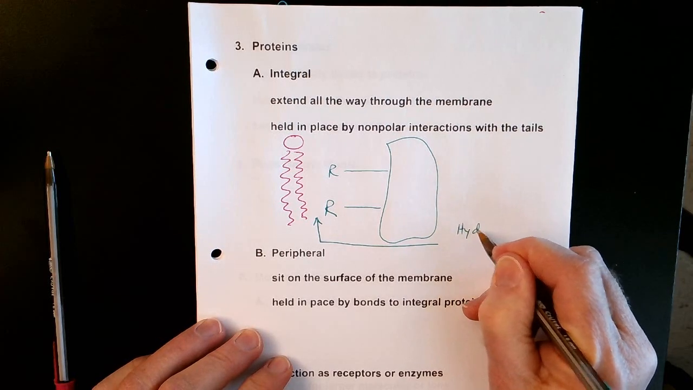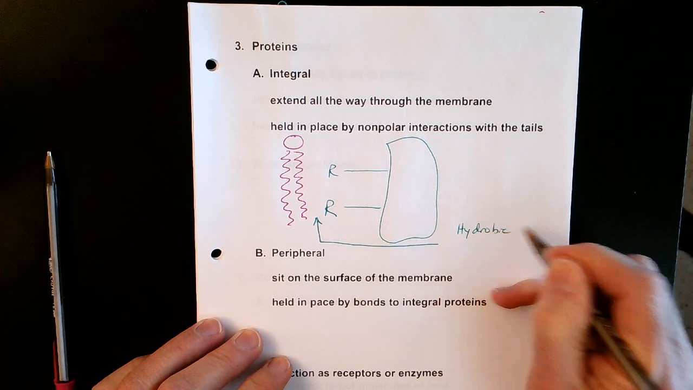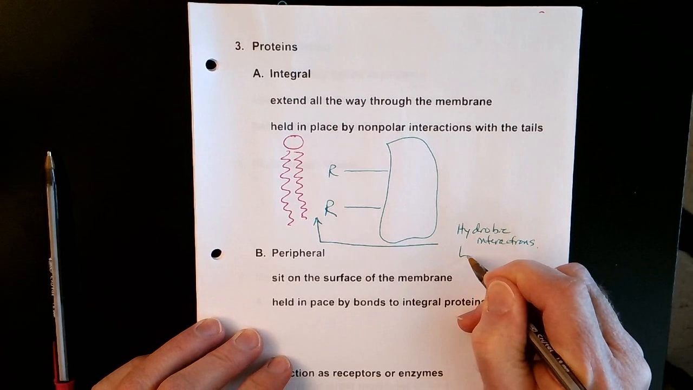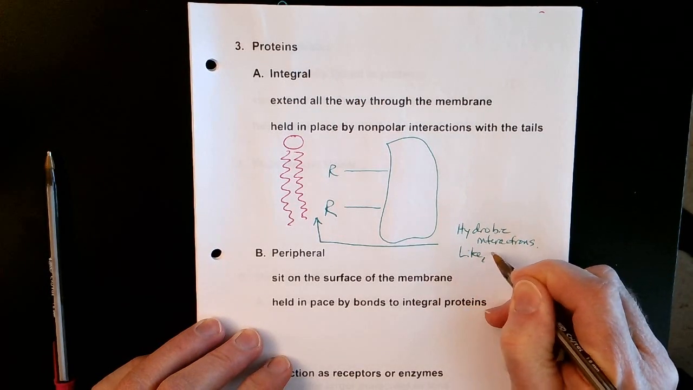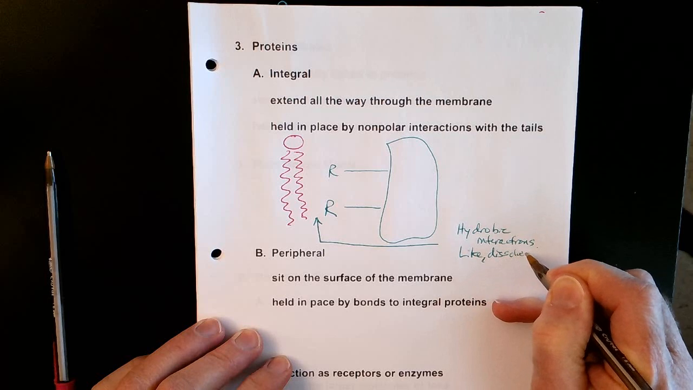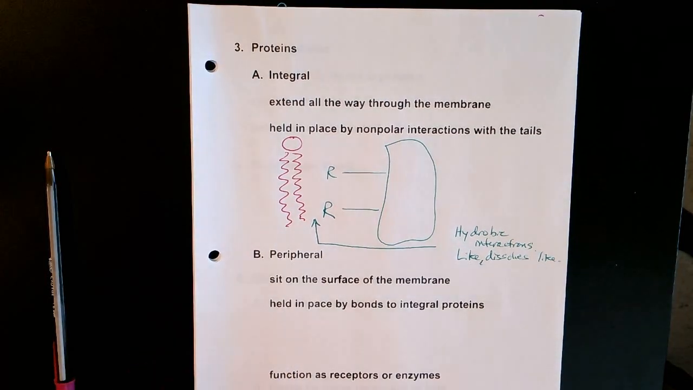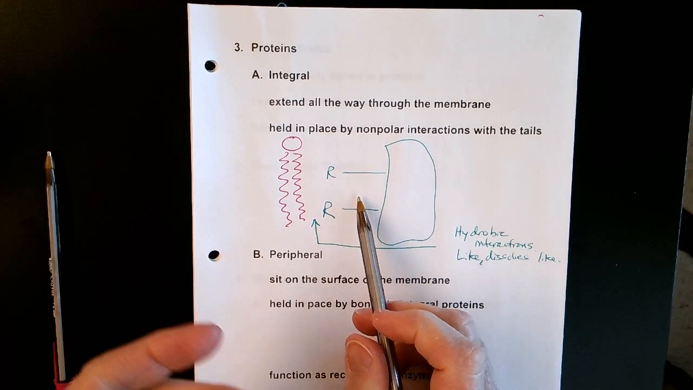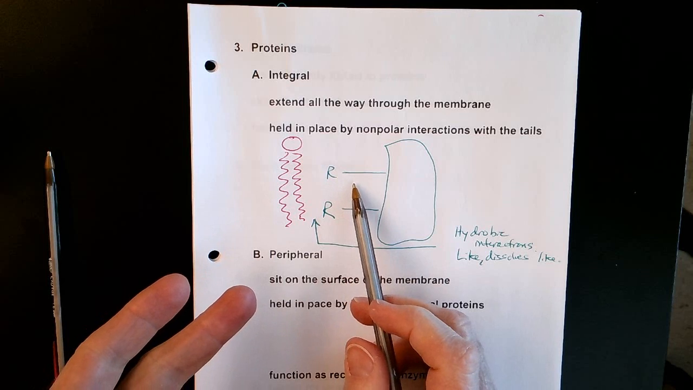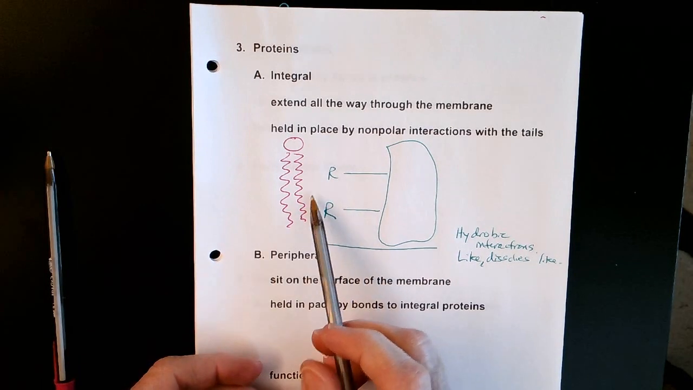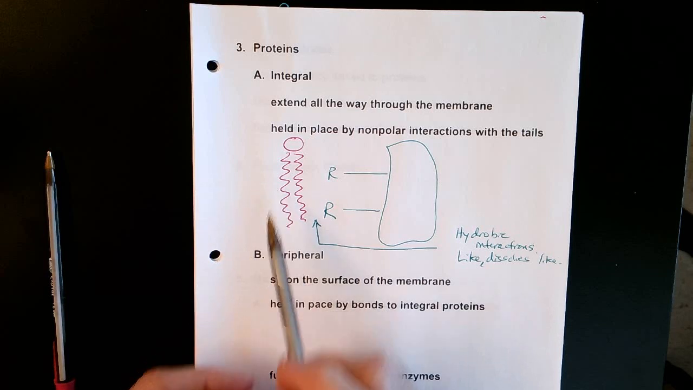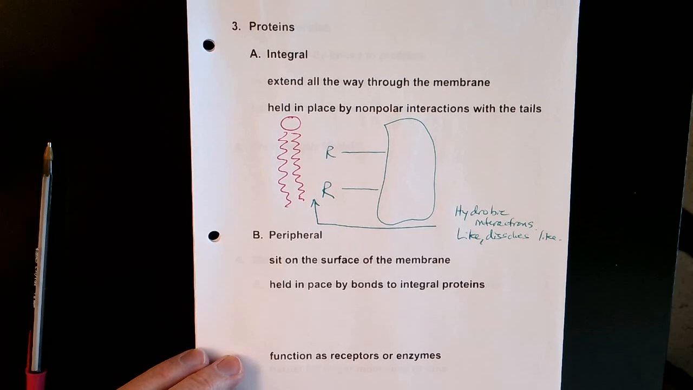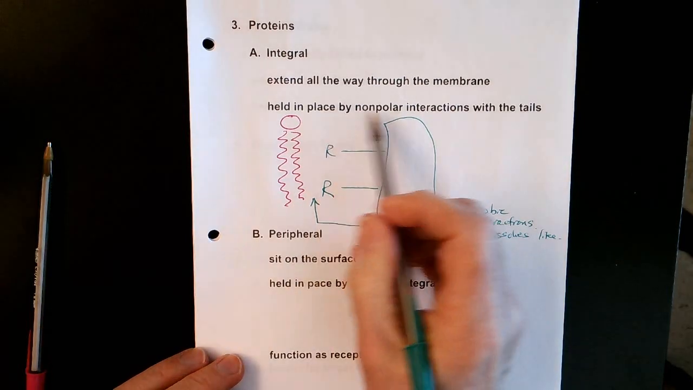you have hydrophobic interactions. As always, like dissolves like. In a sense, you have just a little puddle of oil, oily regions right in the middle of the membrane. Oil from the protein on its surface, oil from the lipid in its tail. They are compatible and they head for each other. So that's the way an integral protein stays in place.